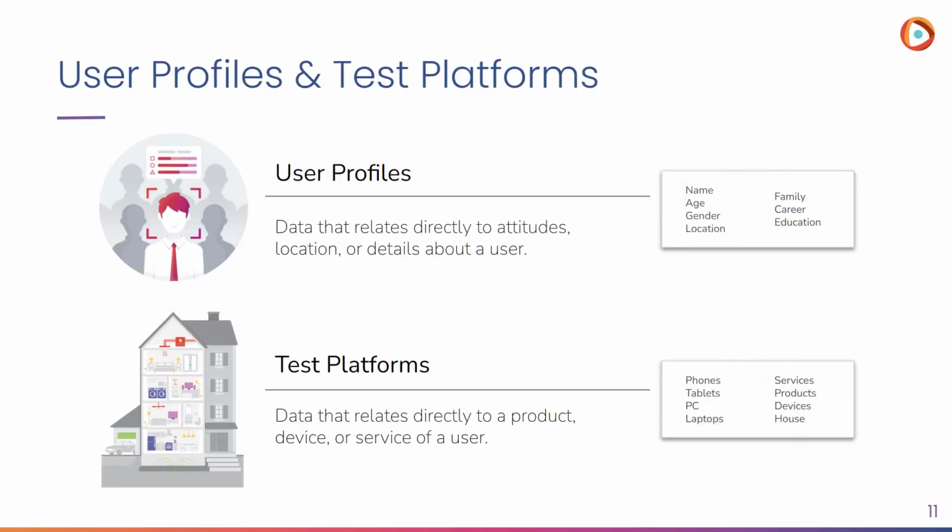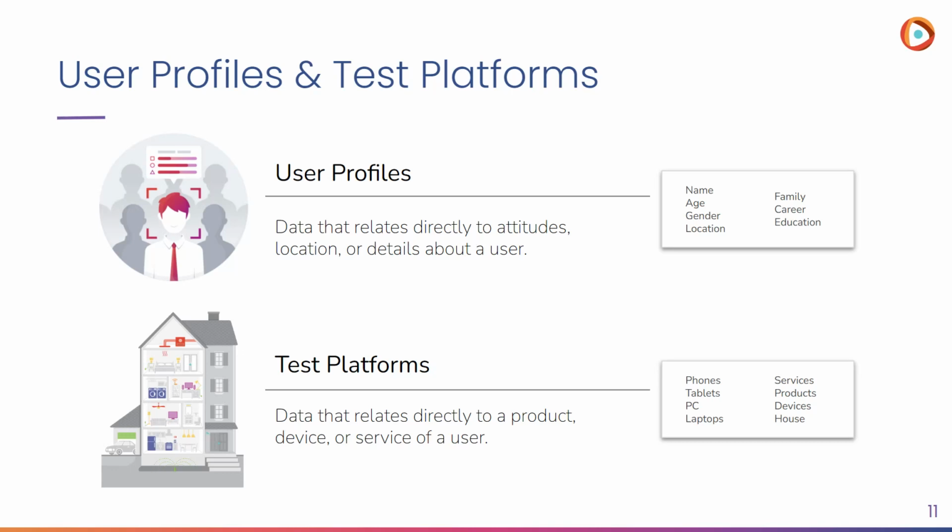The user profiles is all about the data that pertains to our users. So attitudes, location, details, etc. Things like name, age, gender, location, family, career, etc. Now, test platforms are data that relates directly to a product, device, or service of a user.